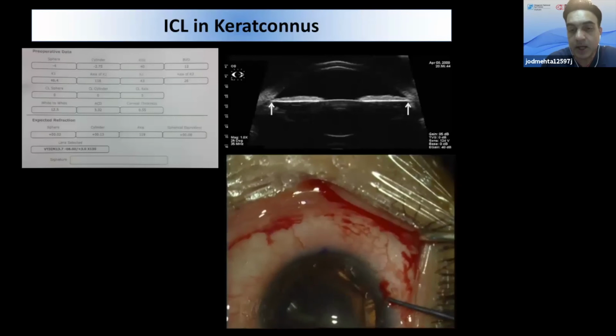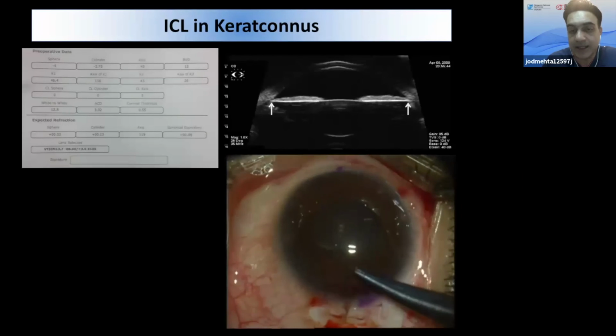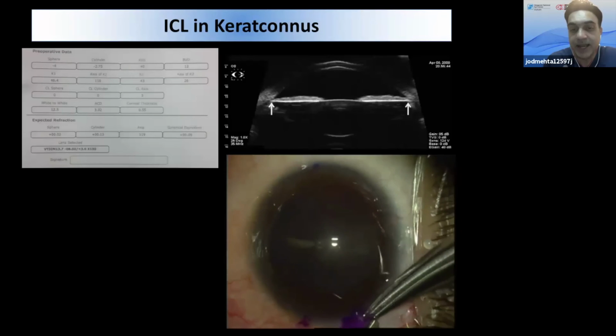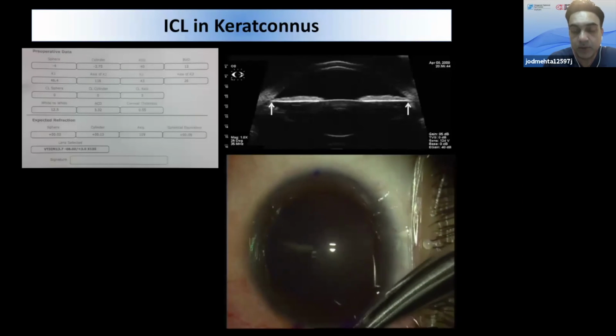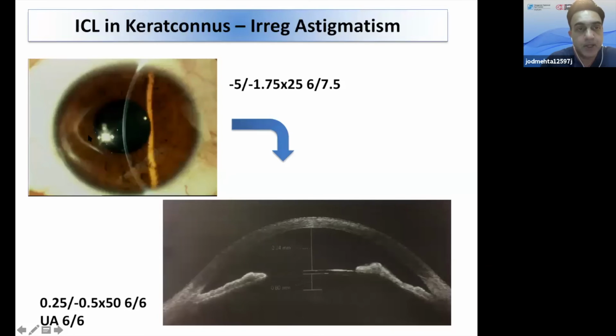inside this eye. Generally, I'll choose ICLs that do not require you to rotate the lens into position. So normally you only have to get one axis correct and the lens will automatically neutralize the effect of the cylinder on the correct axis. So this is what he was like pre-op. This is what he's like post-op.